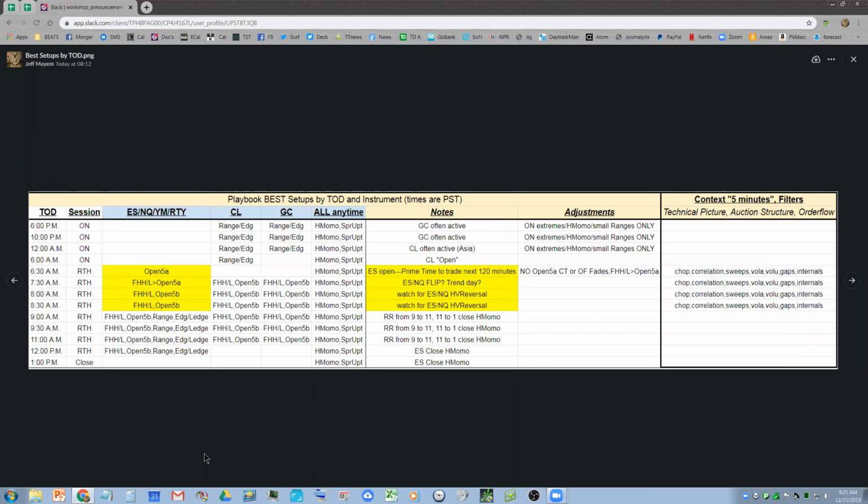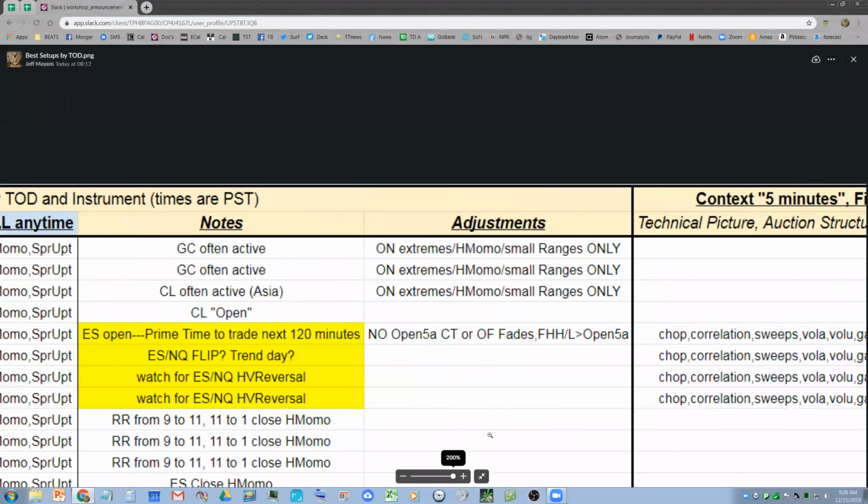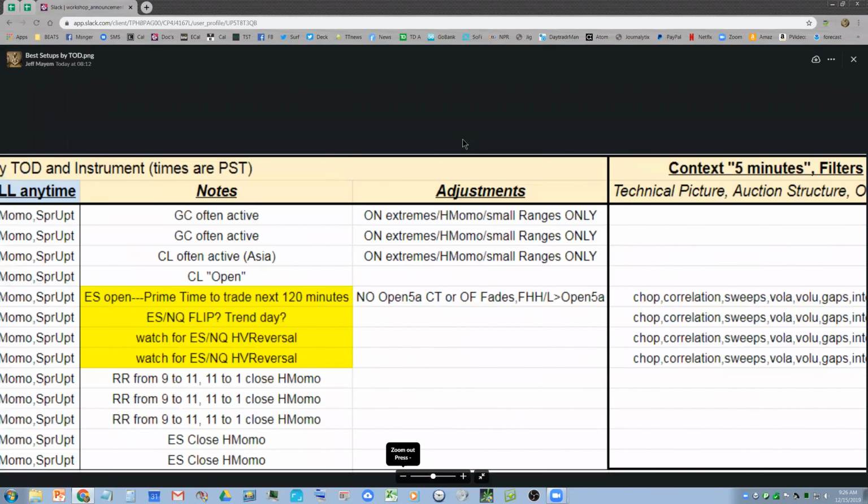Some setups work better for some personalities. Me, I can do HMOMO any time of the day or night. I can roll out of bed and trade HMOMO because it's just naturally the way I am. Whereas interpreting a really good first hour high swing setup, I have to think about it a little more and kind of slow myself down. That's that idea of the 5 minutes of context, this right over here. So let's go through this.